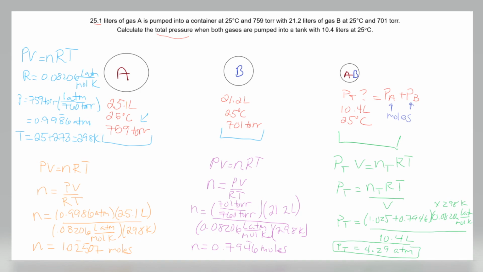So there's an example of interpreting a classic PV equals nRT problem. Hopefully it went through a few of the concepts. Partial pressures add up to total pressure. Total moles is directly related to total pressure. Okay, so keep practicing these and hopefully you enjoyed it.